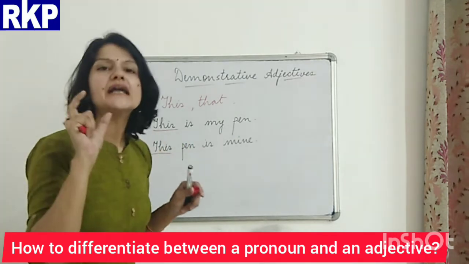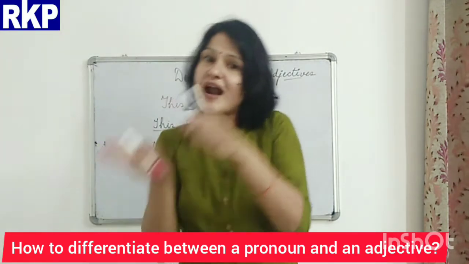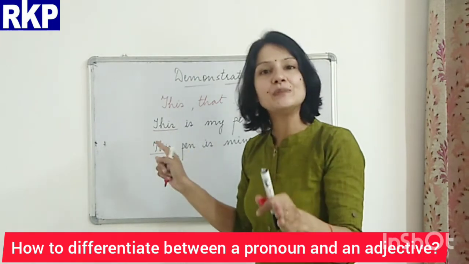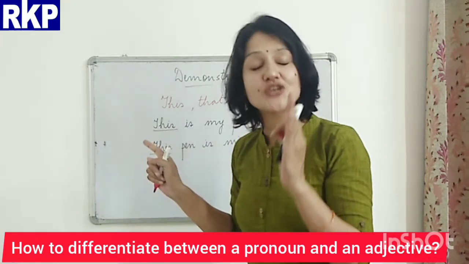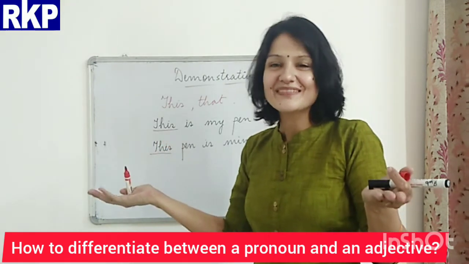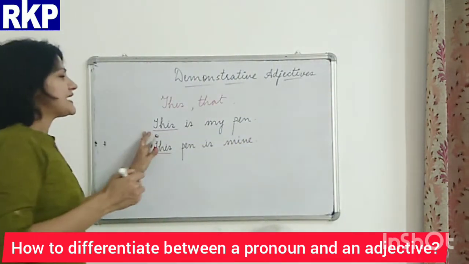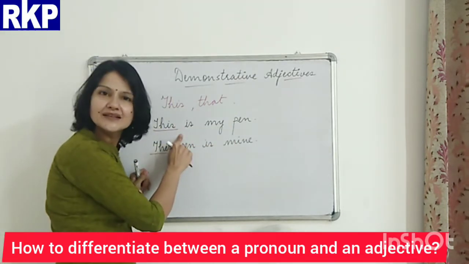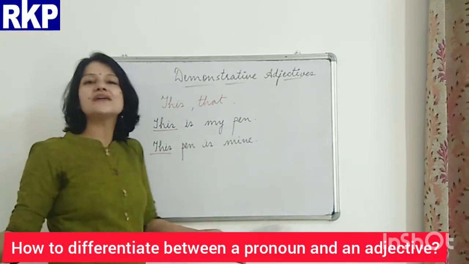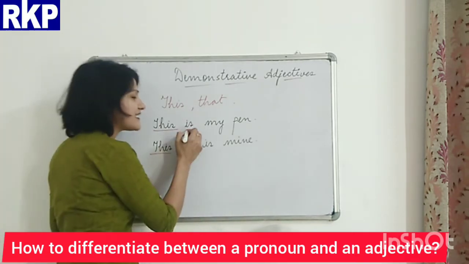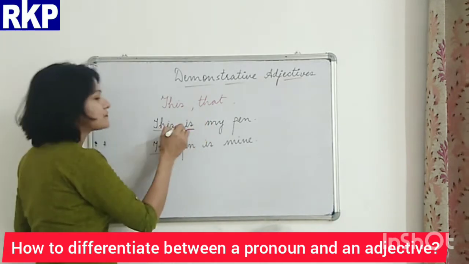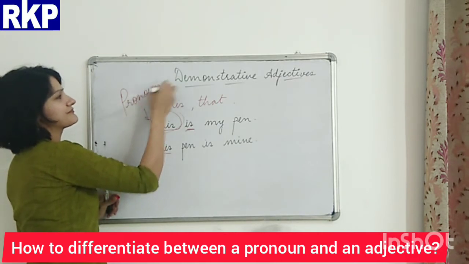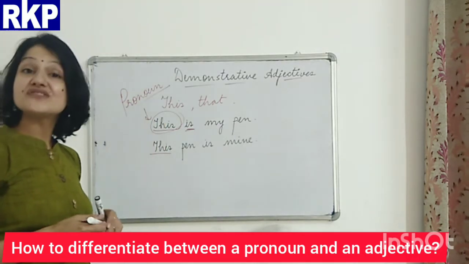If a noun comes right after the demonstrative word, that means it is an adjective. Simple, I know that. Okay, so let's see here now. This is my pen. Now, is there any noun here? No, we don't have any noun here. There is a verb here, right? That means it is a pronoun. Okay, this is a demonstrative pronoun.